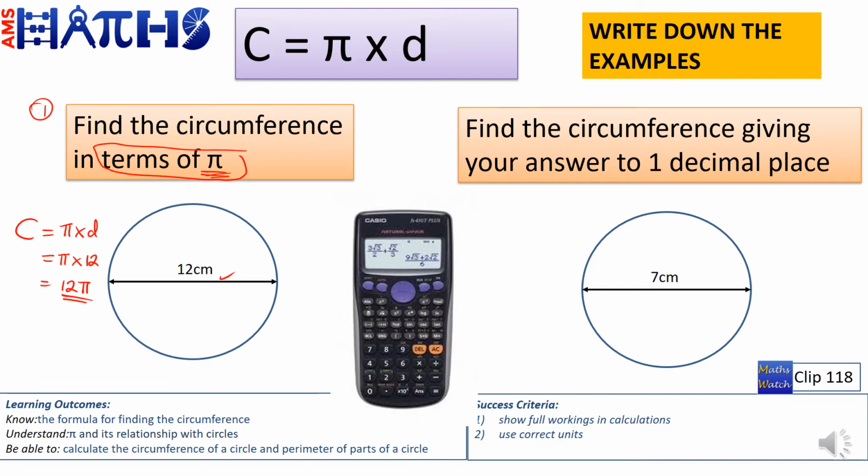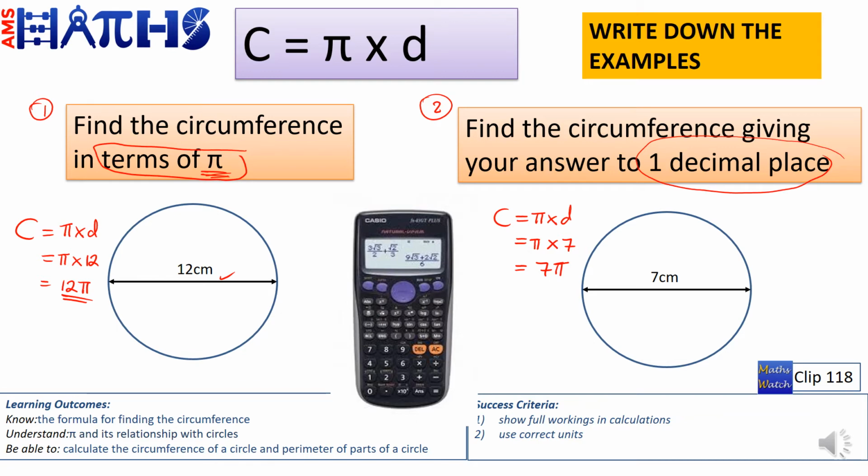Okay, let us look at the second example. It says find the circumference giving your answer to 1 decimal place. Okay, so we're gonna do C, circumference, is equal to pi multiplied by the diameter. In this question, the diameter is 7, so we'll write pi times, and then replace the d, diameter, with 7, and 7 times pi, if you put that in your calculator, you'll see 7 pi. Now this here, 7 pi, is actually the circumference in terms of pi. We have not given our answer to 1 decimal place as yet, so that's what we now need to do.